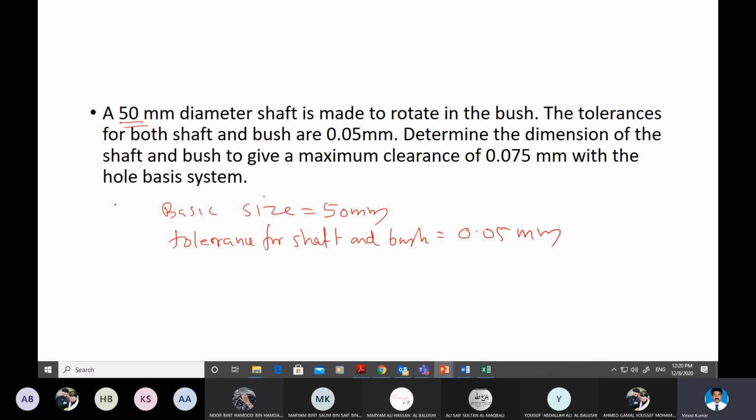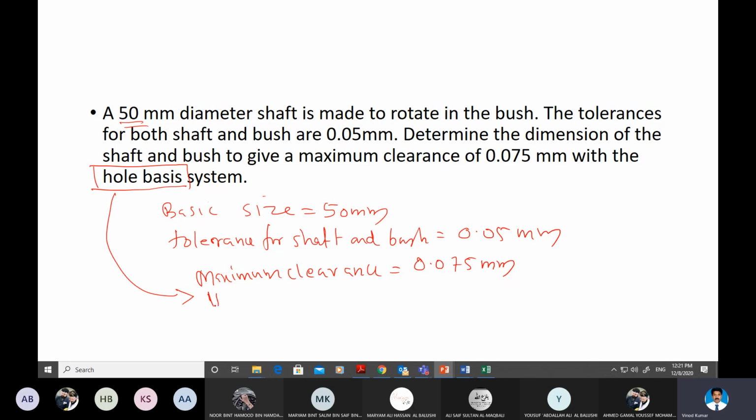Determine the dimensions of the shaft and bush to give a maximum clearance of 0.075 millimeter, with the hole basis system. This is very important. You need to see this, because one of your answers is from here.